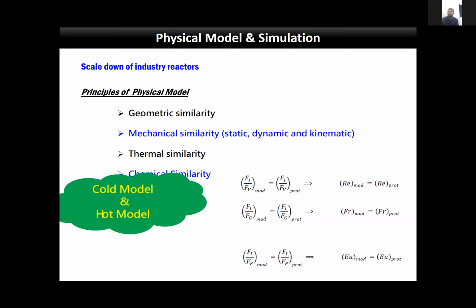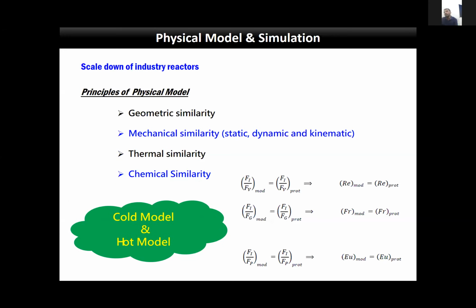There are two models possible. One is a cold model and the other is a hot model. In the cold model, the chemical and thermal similarity cannot be met. So in that case, you have to get rid of these two similarities, and study such phenomena which are independent of chemical reactions or the temperature gradient existing in the converter or the process. And there is another called a hot model, where you can try to maintain all these three. So in our presentation today, we are going to see one case study for the cold model and one case study for the hot model.